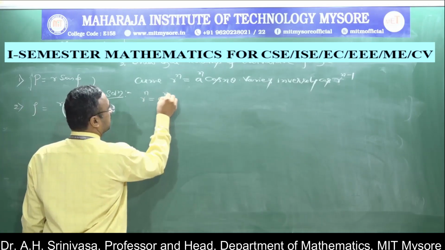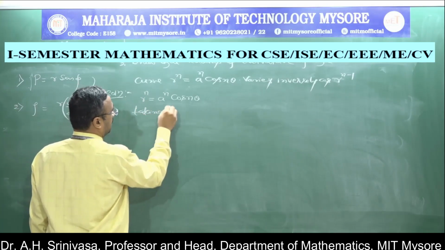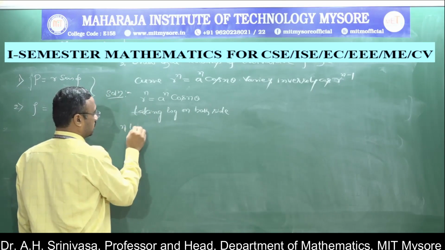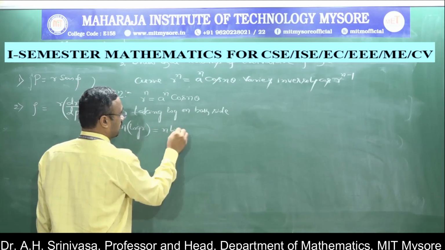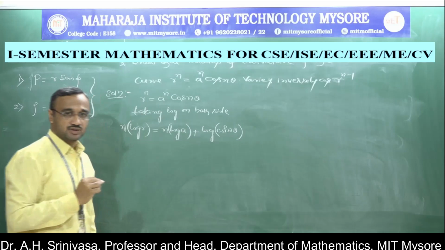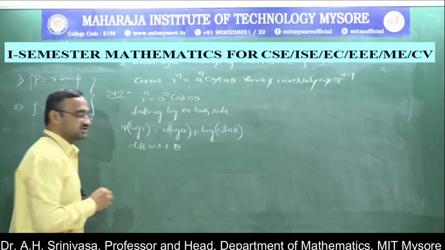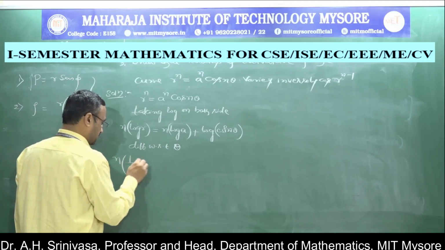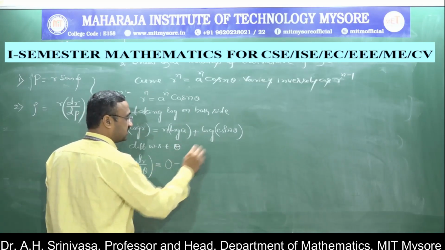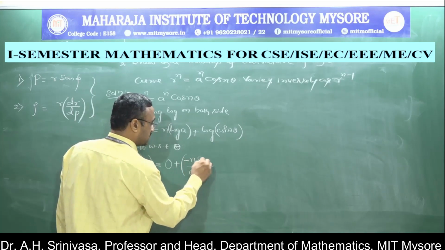r^n = a^n cos n theta. Now taking log on both sides, this becomes n log r = n log a + log cos n theta. Now differentiate with respect to theta. This becomes n times 1 by r dr by d theta equal to, this term becomes 0 because a is a constant. The differentiation of the logarithmic function gives, in the denominator cos n theta, minus n times sin n theta.